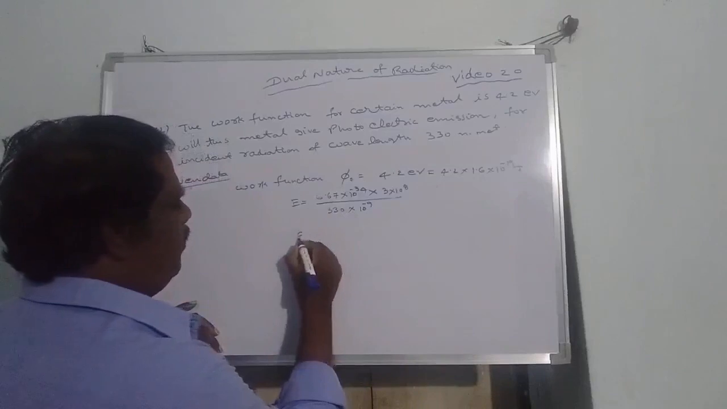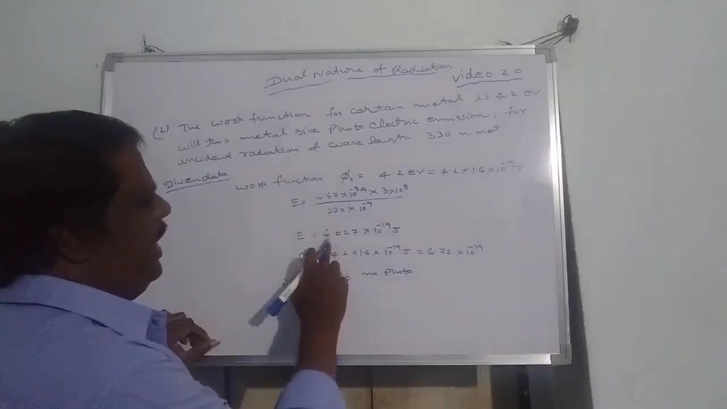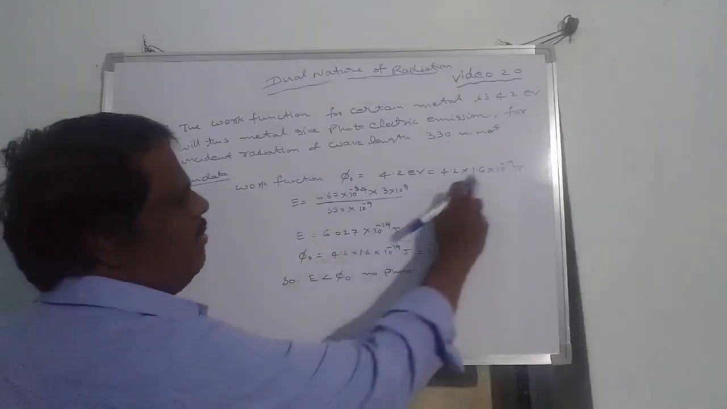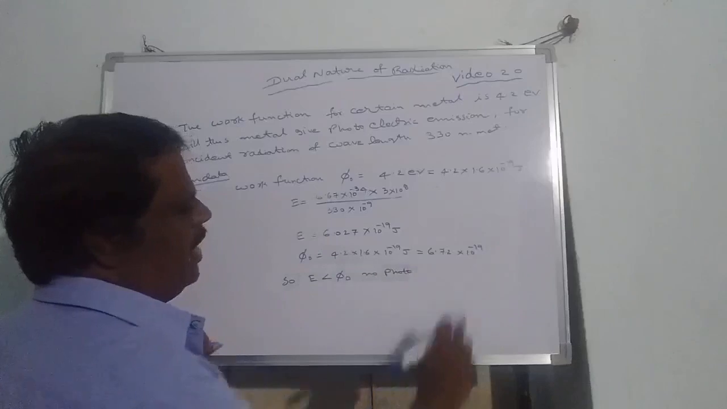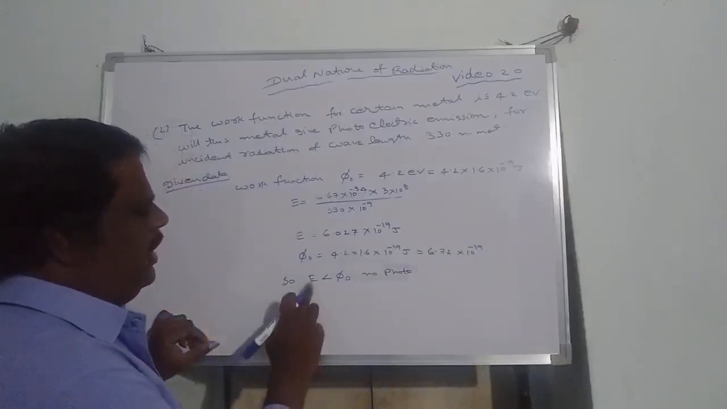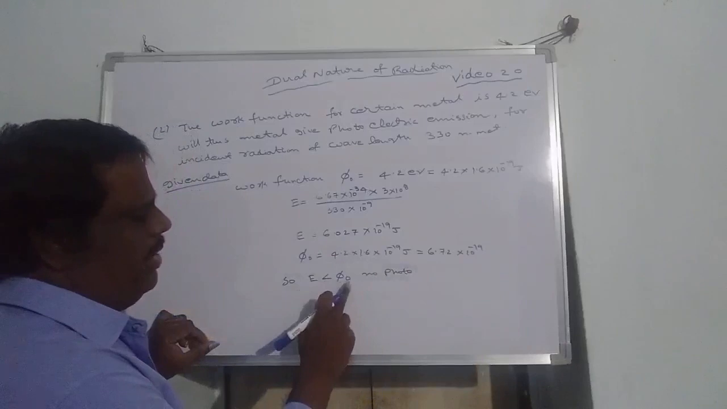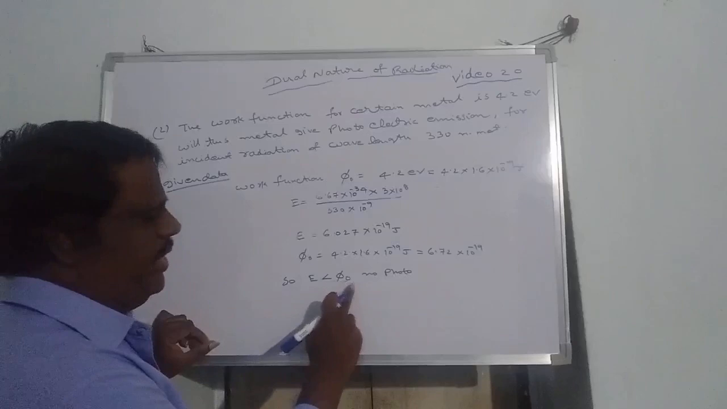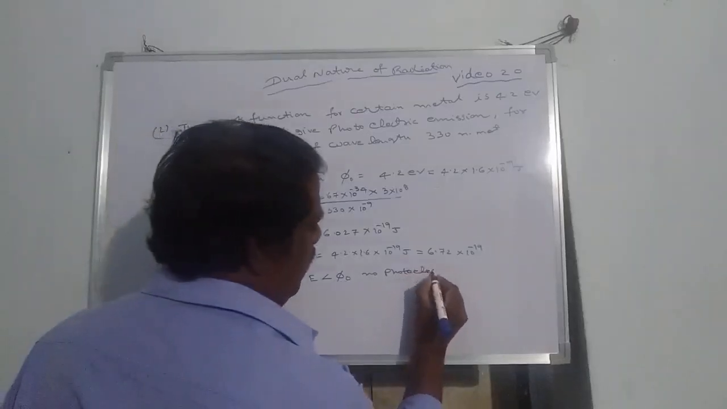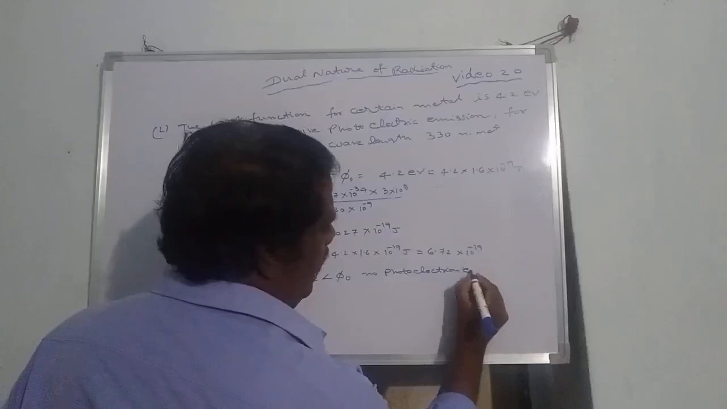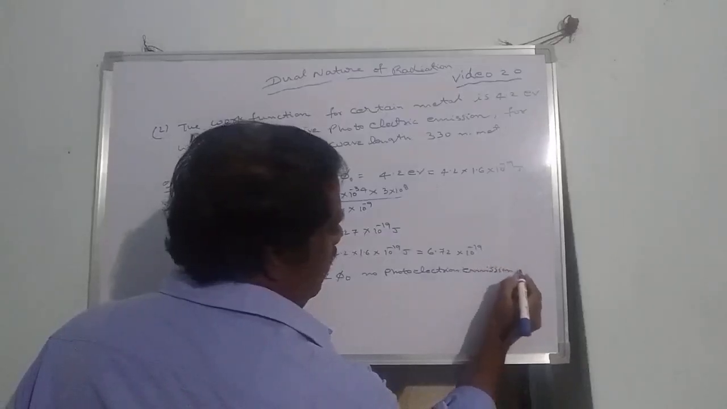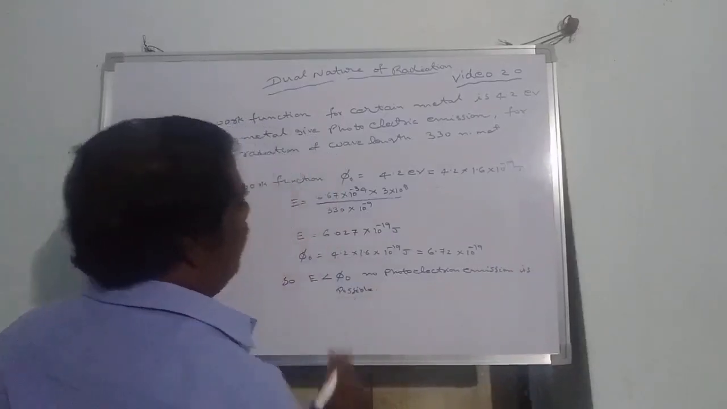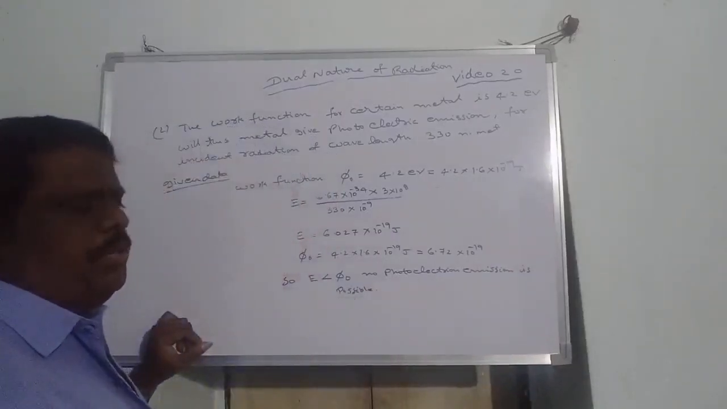We get the E value. Here on solving, the E value we get is 6.027 into 10 power minus 19 joules. Phi naught value on simplifying, we get 6.70 into 10 power minus 19. So E value is less than phi naught. That means the emission energy value is less than the work function. So no photoelectric emission is possible. So in this situation, no emission is possible.